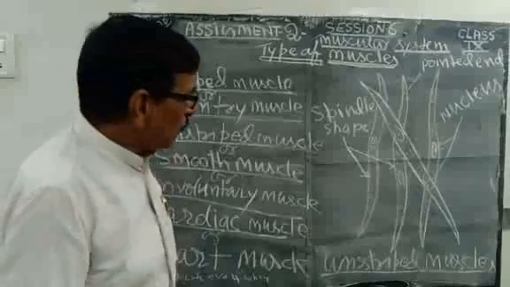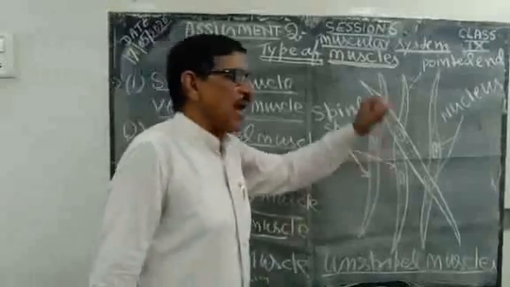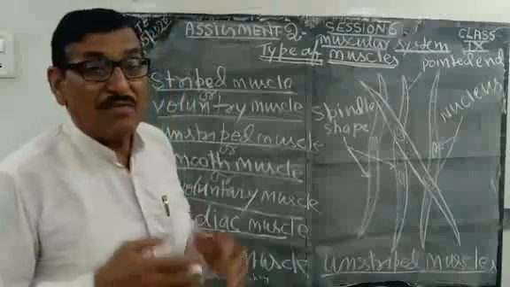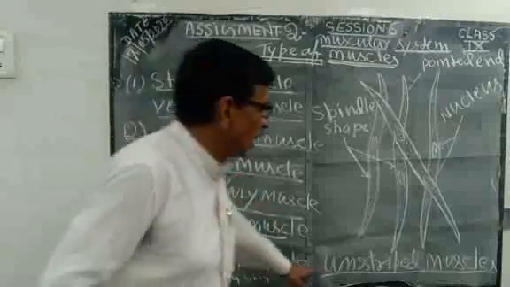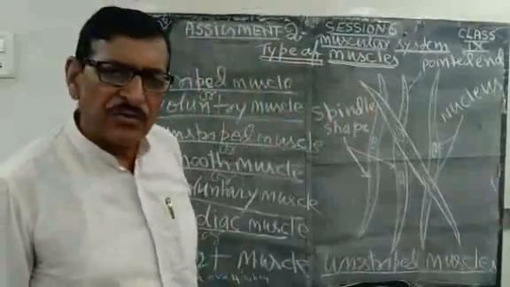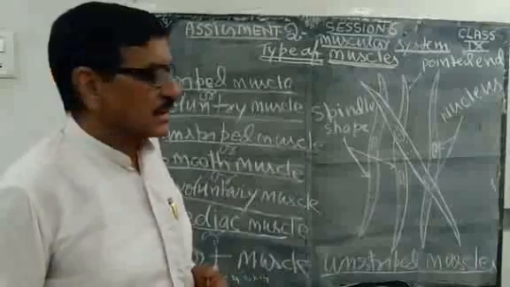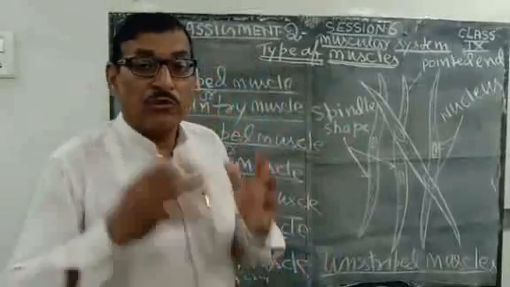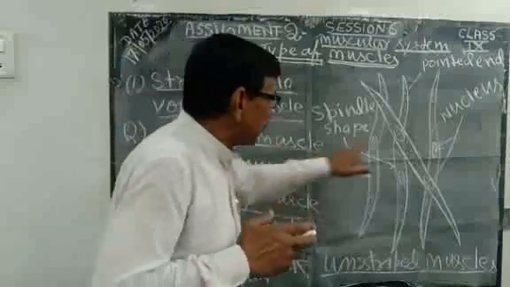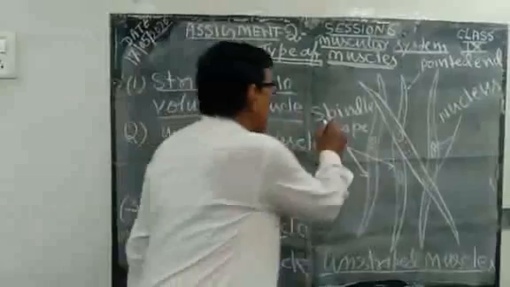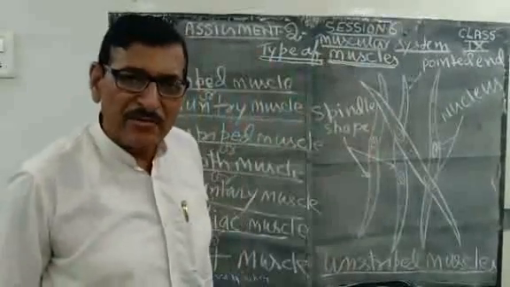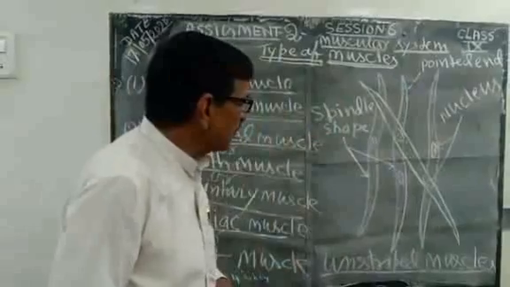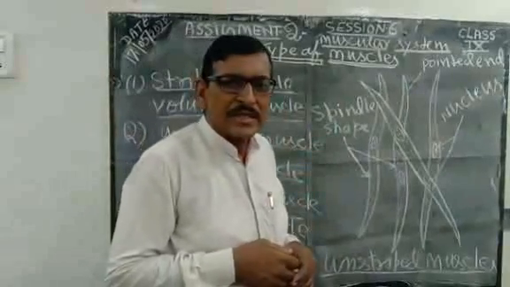Now children, I want to draw your attention to the blackboard. I have drawn a figure, and that figure is related with unstriped muscle. Children, when we see these muscles through the microscope, we get the cells of these muscles are spindle shaped with pointed ends. We are seeing a nucleus in this cell.